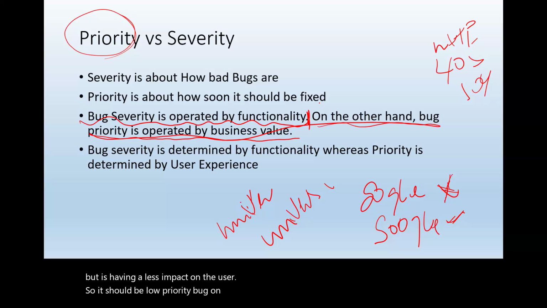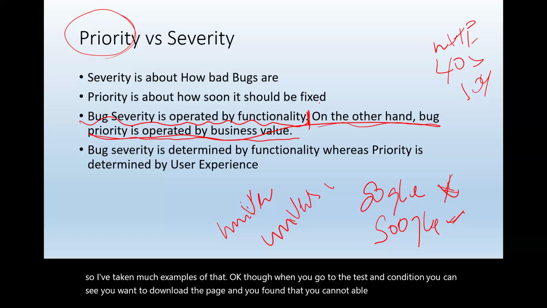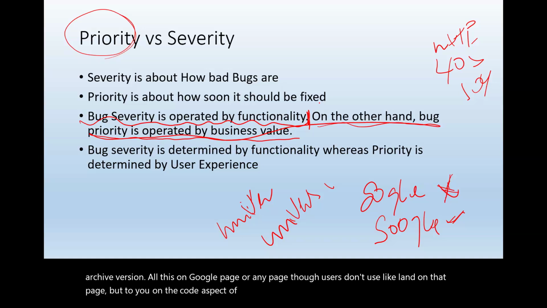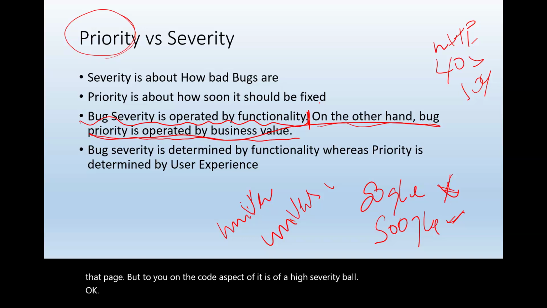On the other hand, bug priority is operated by business value. I've taken many examples of that. When you go to the terms and conditions page, you want to download the page, and you find that you cannot download it, the archive version, on the Google page or any page. Users don't usually land on that page, but from the code aspect it is a high severity bug. But for the user it is of low priority. They don't usually use it.